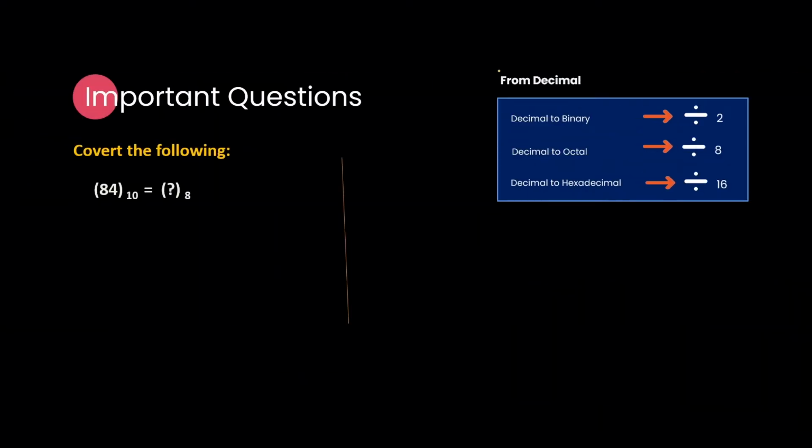Okay guys, now it's time to move to the second category of the conversion from set 1. The conversion is from decimal to octal. For the octal number system, the base is 8, so we will be repeatedly dividing by 8. If you want to try it yourself, pause the video and give it a try. I hope you got the answer.